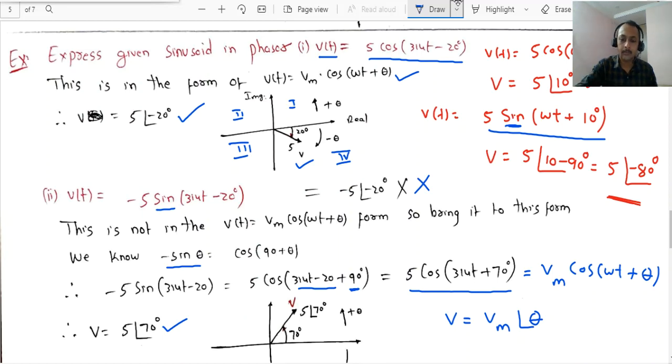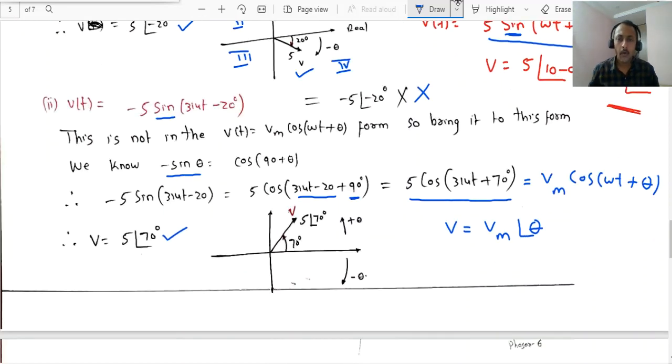Clear? Now, while drawing its diagram, in which quadrant we will get the graph? Magnitude is 5. Okay, good. What about angle? Plus theta. With reference to the 0, you please rotate in which direction? Anti-clockwise direction. Because the angle is plus 70 degrees. From here, you just measure 70 degrees and draw the graph. In which quadrant you got the graph? In first quadrant you got the graph.